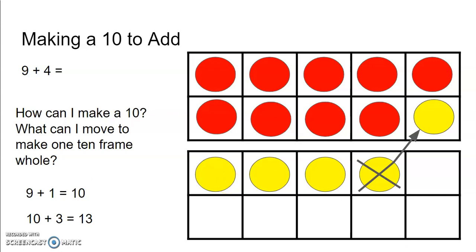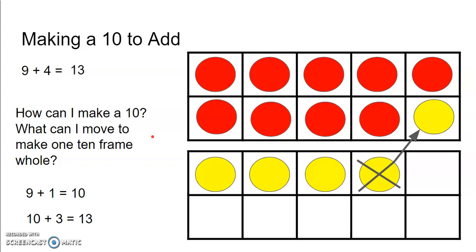Now that I know that 10 plus 3 is 13, I can use that to know that 9 plus 4 is also 13. I can say that because when I look at my picture, I still only have 9 red circles and 4 yellow circles. I just moved where they were to make that 10. I did not add any more circles or take away any circles. I just moved one.